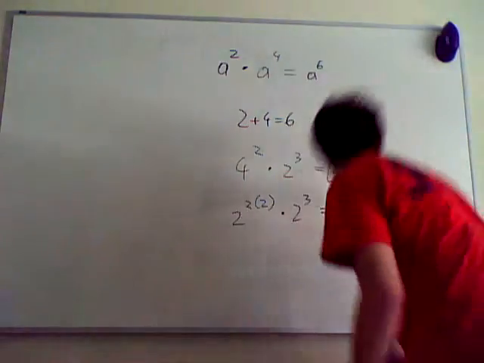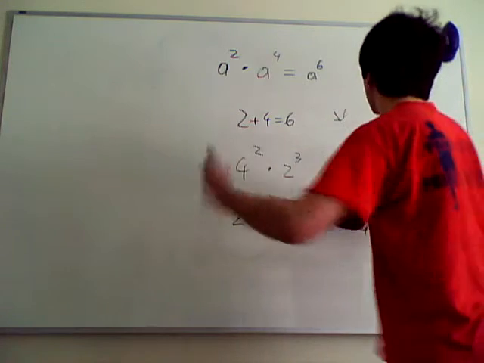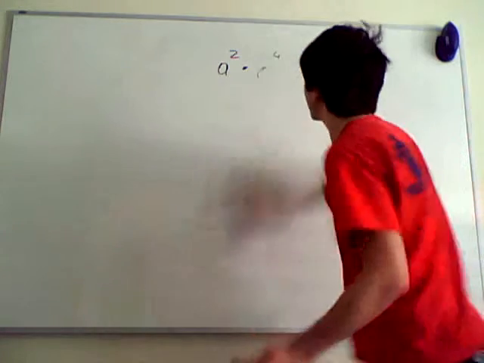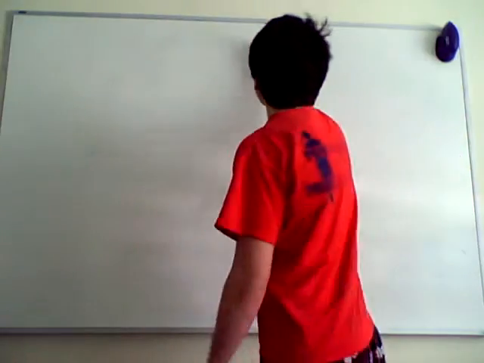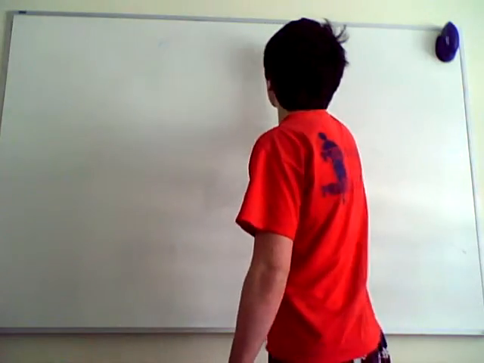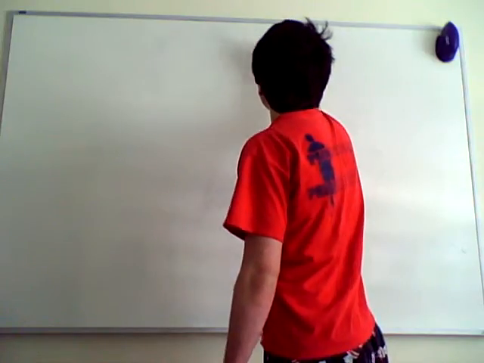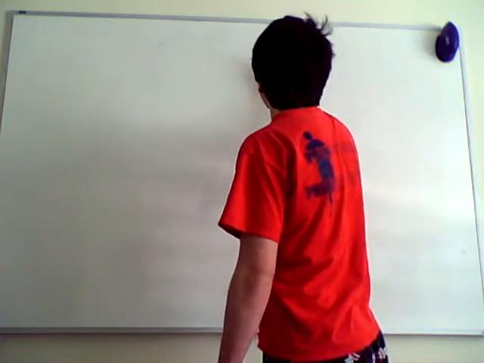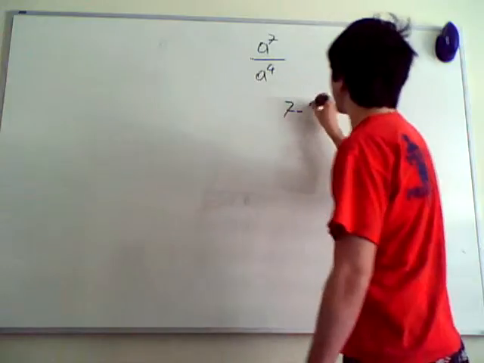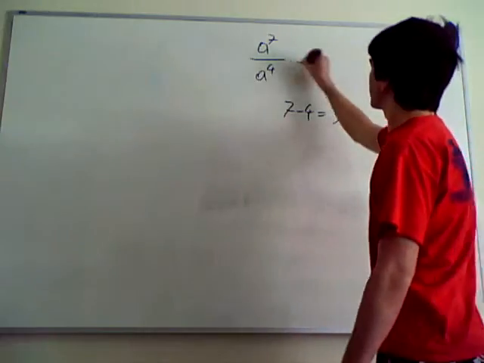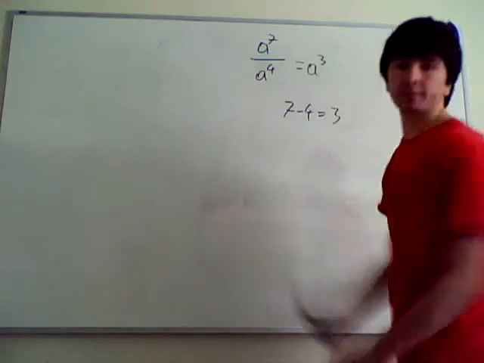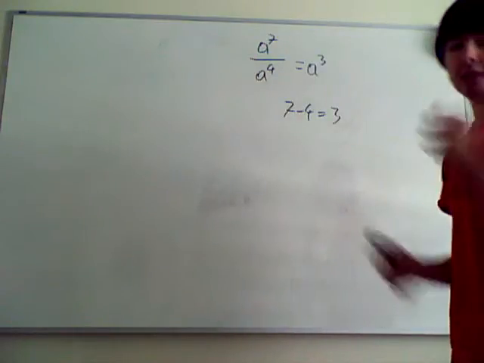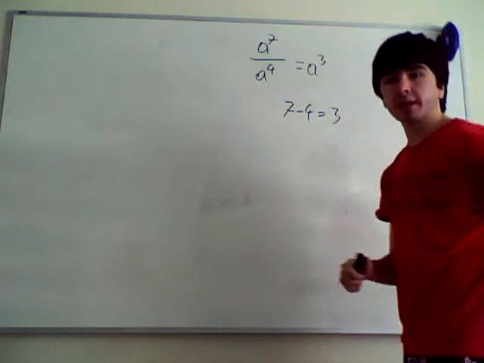And the second thing we need, okay, let's first back up. Same thing, of course, is true for division. If you have a to the 7 divided by a to the 4, it is like 7 minus 4, which is 3. Therefore, your answer is a to the 3rd. Okay? Same thing applies here. You need to have the same base.